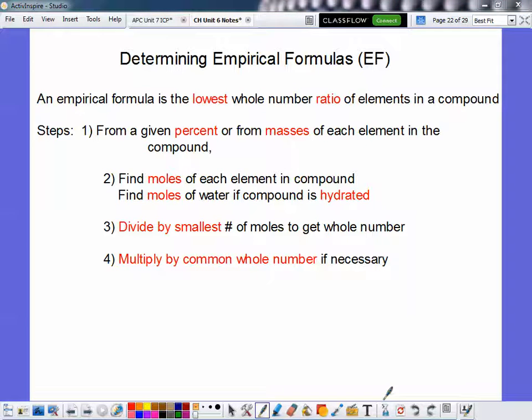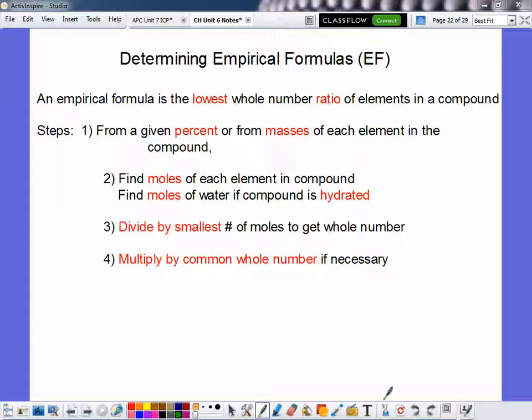So the steps are, from a given percent or from the masses of the compound, you're first going to calculate the moles of each element. That's just a simple one-step mole conversion, mass to mole. We'll talk about how to do the empirical formula of a hydrated compound later. That's going to be our last example of the entire packet.